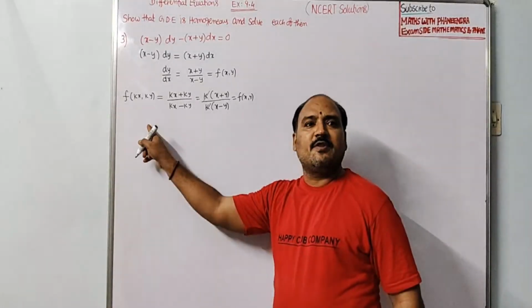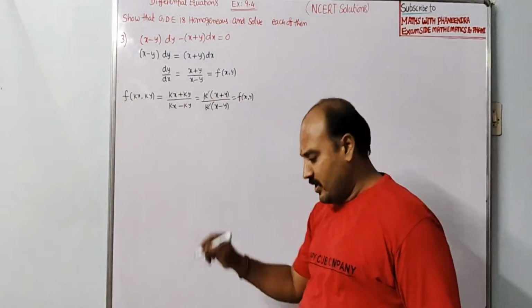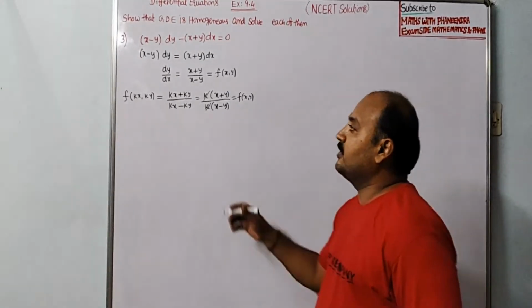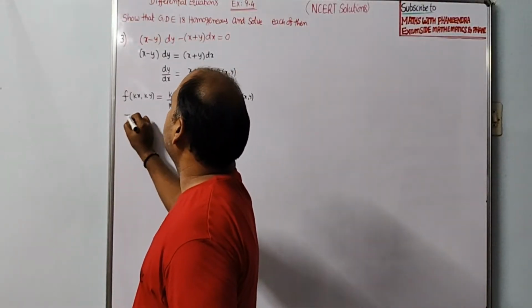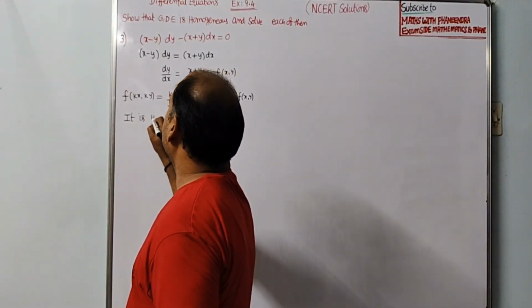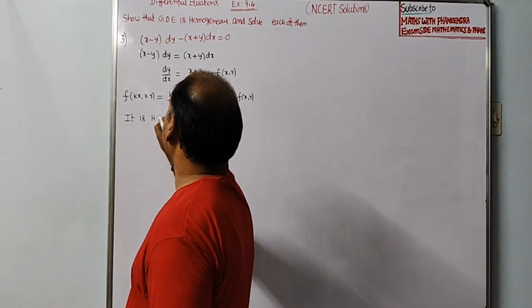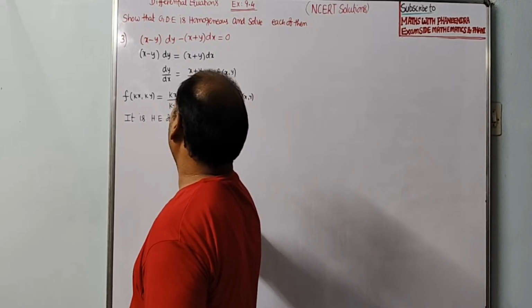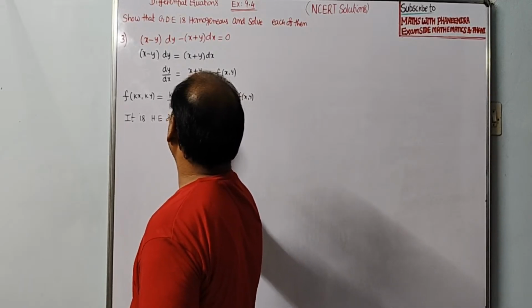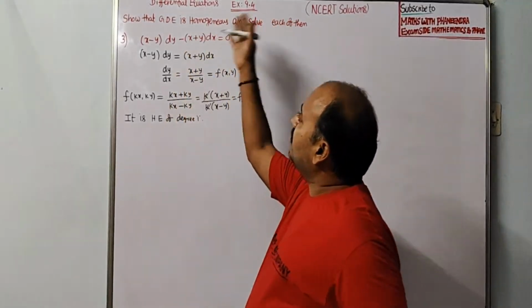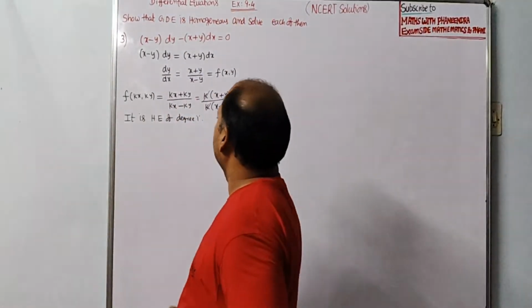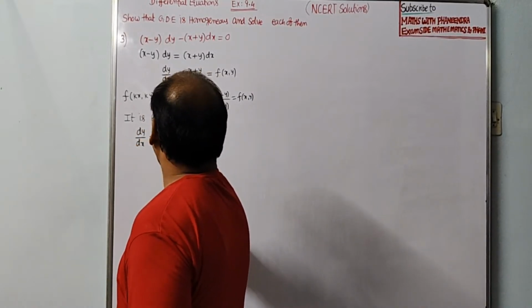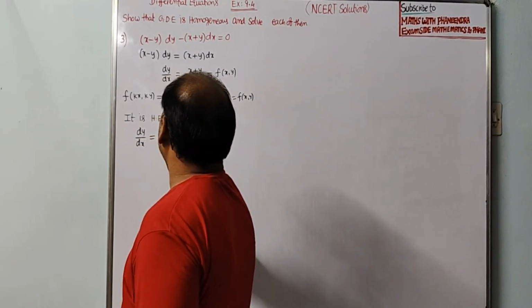So whenever you are expressing f of kx comma ky equal to f of x comma y, then it is called a homogeneous equation. It is a homogeneous equation of degree 1. Order 1 or degree 1? Better to write degree 1. They are asking to prove that it is homogeneous. Yes, it is homogeneous. Next, dy by dx is equal to x plus y divided by x minus y.